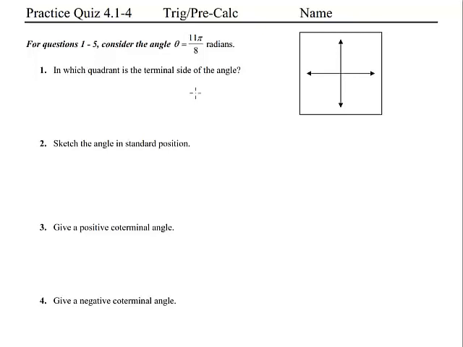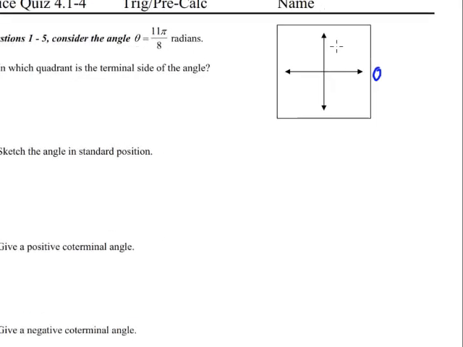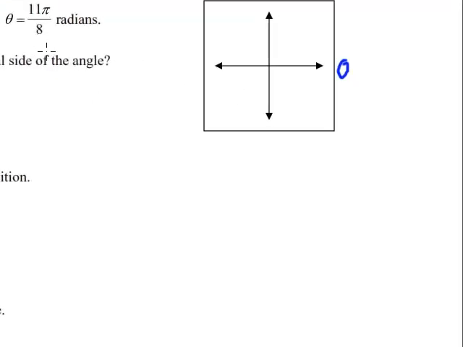If I want to know in which quadrant 11 pi over 8 is, I'm going to do number 2 first because I'm going to actually sketch that in standard position. Standard position means that it's going to start from 0 and go around in the counterclockwise direction until it gets to 11 pi over 8. Well, I know this is pi using a common denominator, so that's 8 pi over 8 here. So I know I have to go at least that far. I'm going to have to go some more.